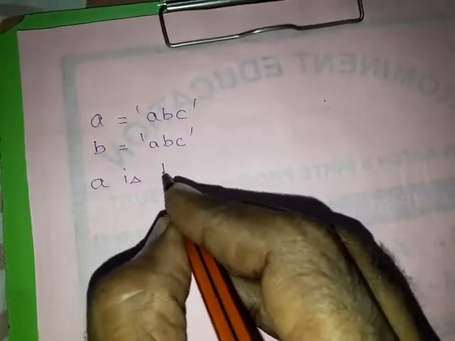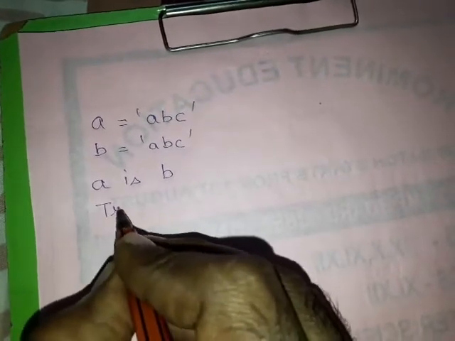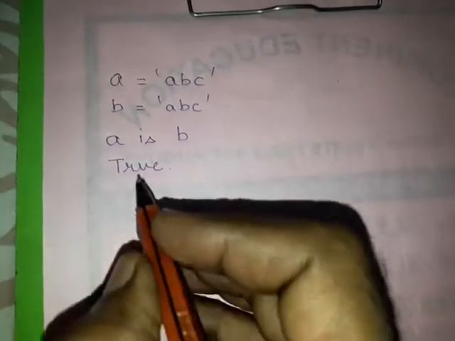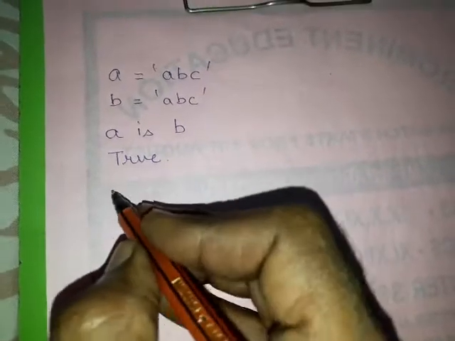Now in case of string values, suppose A has the string value ABC, and suppose B also has the string value ABC. In both these cases, both have the same values. So if I compare A is B, it will return true.